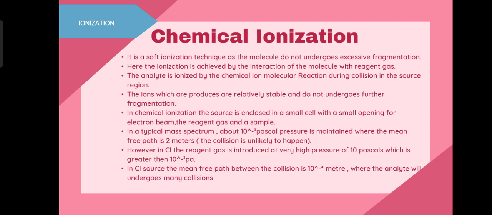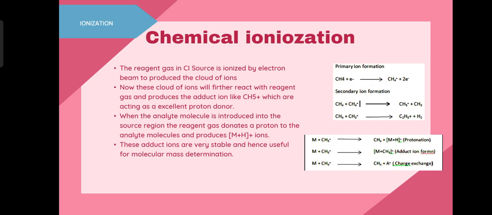Because of such high pressure, the mean free path between collisions of the reagent gas and the electrons is just 10 raised to power minus 4 meter. And now the analyte will undergo many collisions. So the reagent gas in the CI source gets ionized by the electrons coming from the electron beam to produce a cloud of ions.